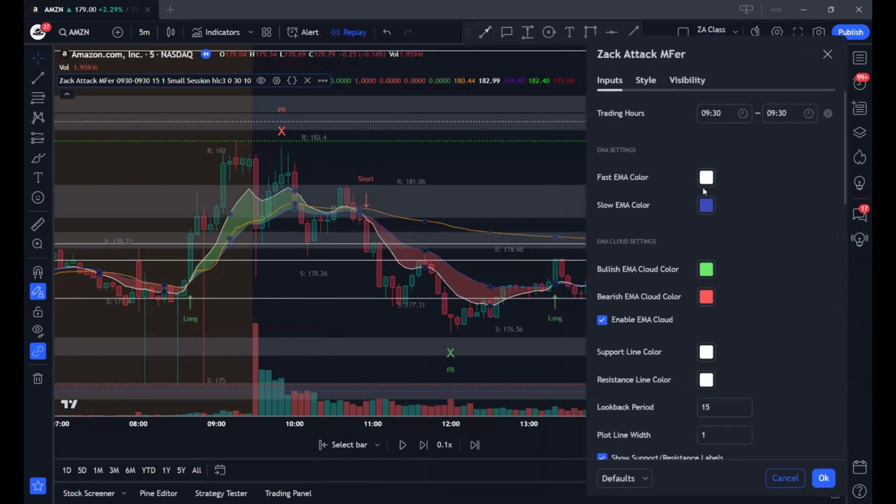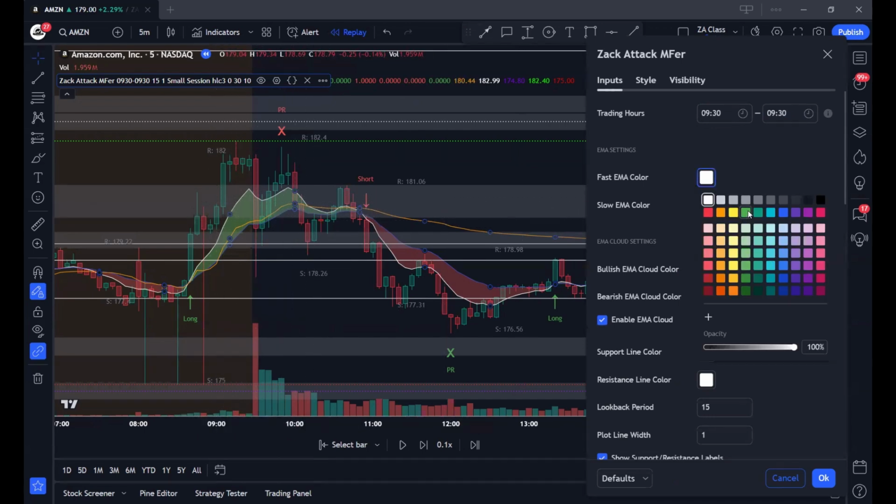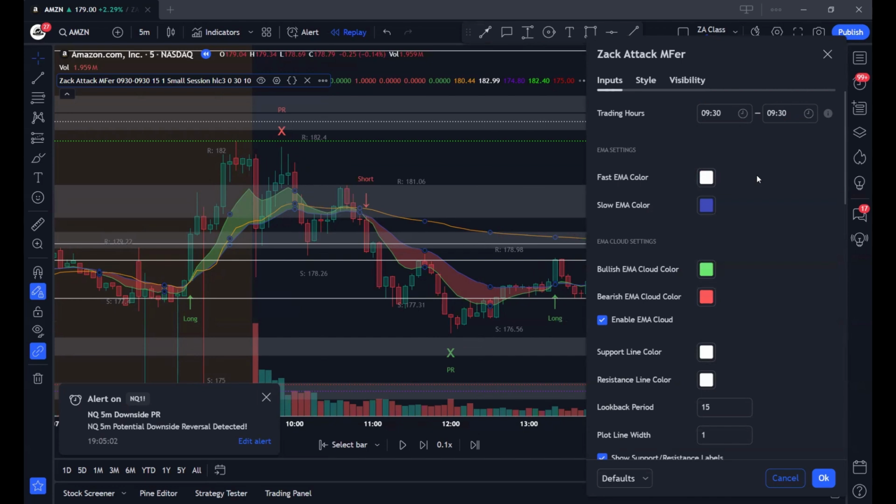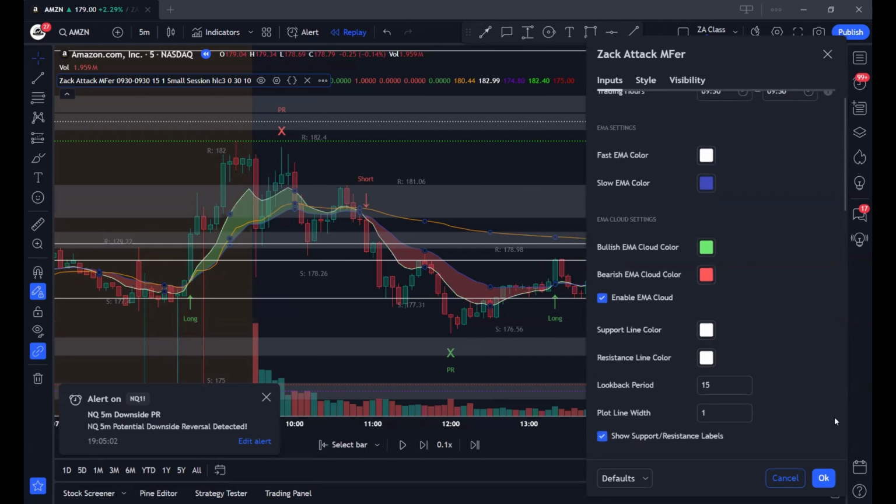So your EMAs, the ones in the indicator that I found work best on the shorter time frames, like the 5-minute, the 10-minute, etc., are the 9 and the 21 EMA. So the fast EMA, that white line, is the 9 EMA, and you can choose whatever color you want. By default, it is white for the 9, and blue for the 21, so you can configure those colors.